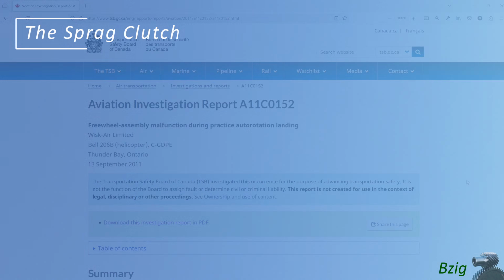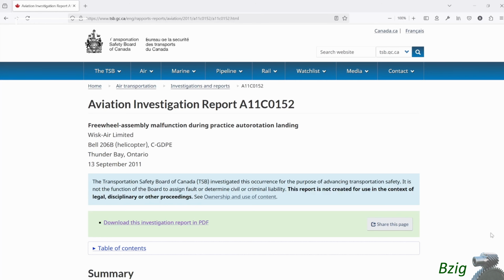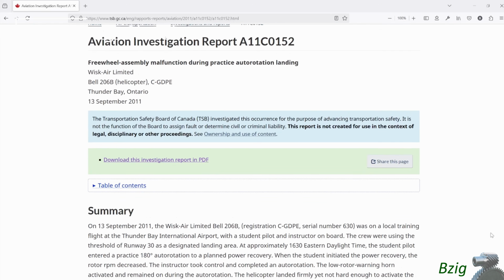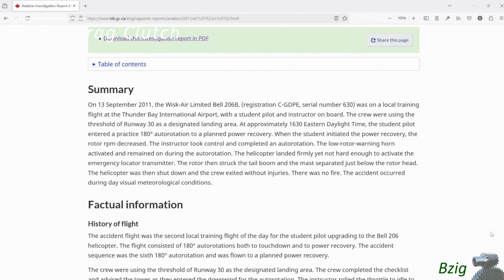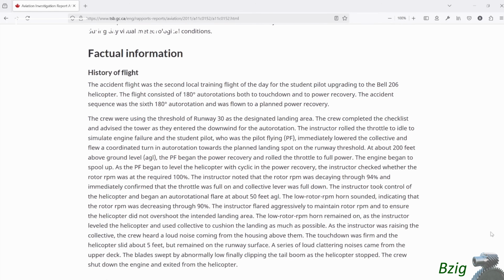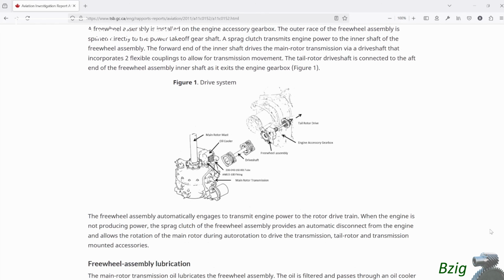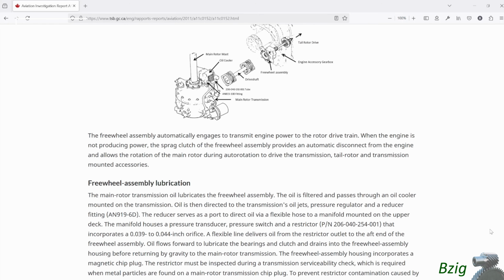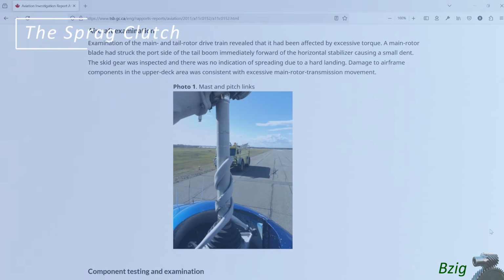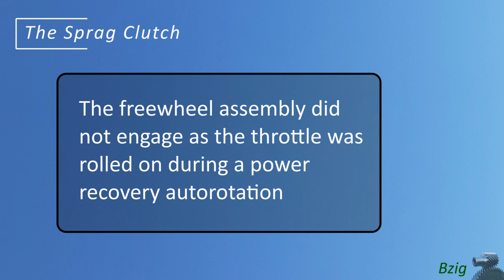In the video description, I linked to a TSB accident investigation report. This is from a Bell 206 helicopter accident. And I linked to it because it gives a very good description of what it means to have a hard clutch engagement failure. In the report, they say, the freewheel assembly did not engage as the throttle was rolled on during a power recovery autorotation.